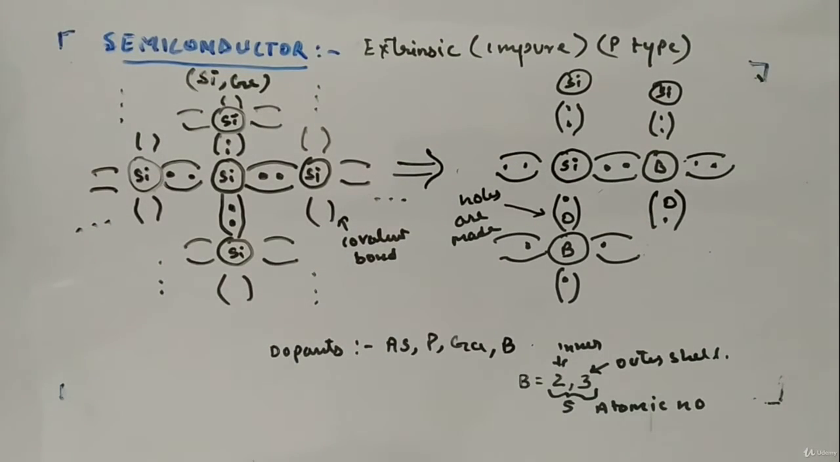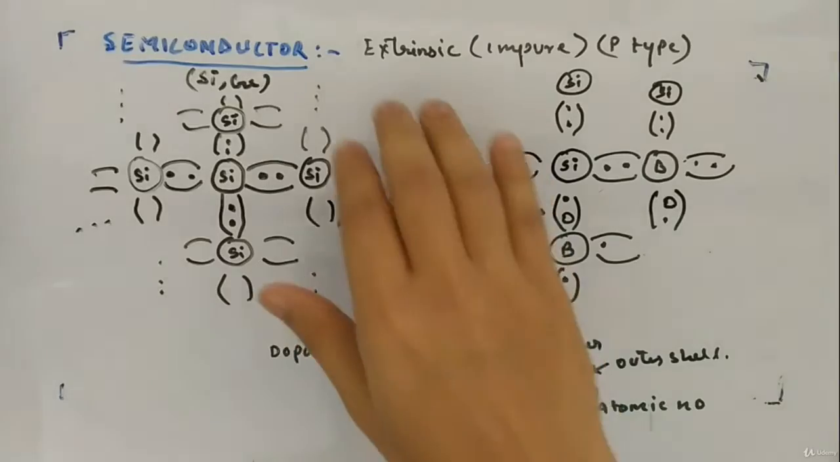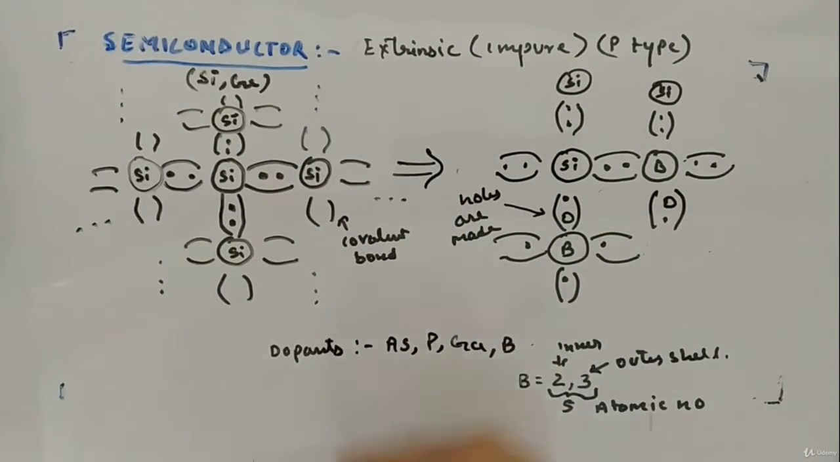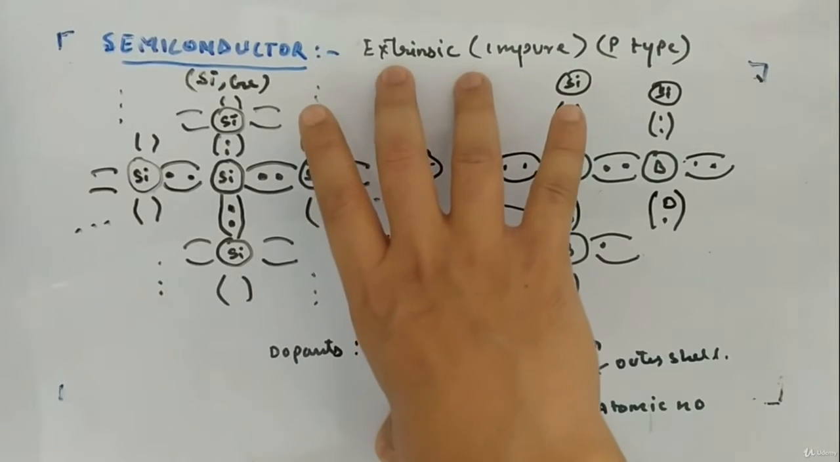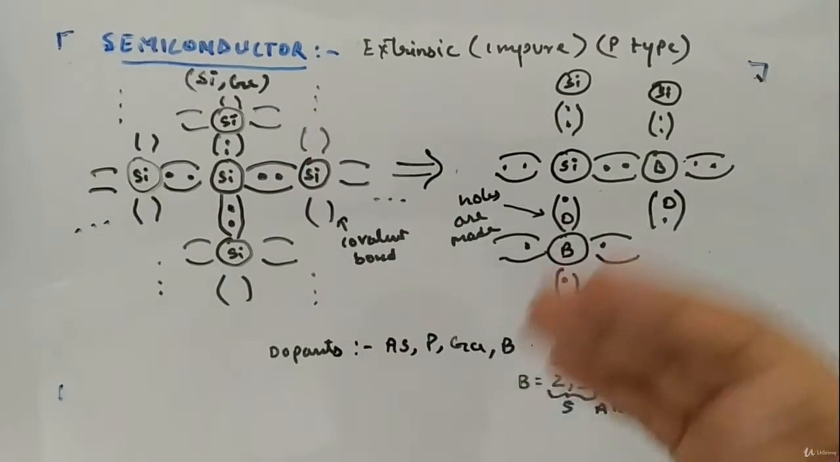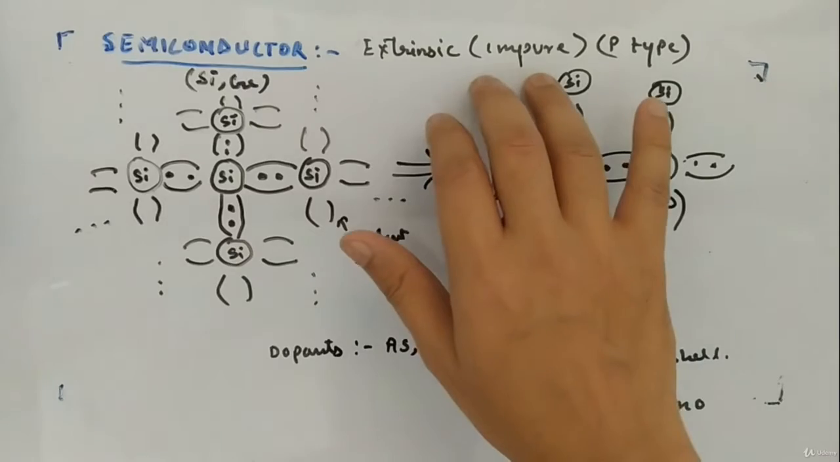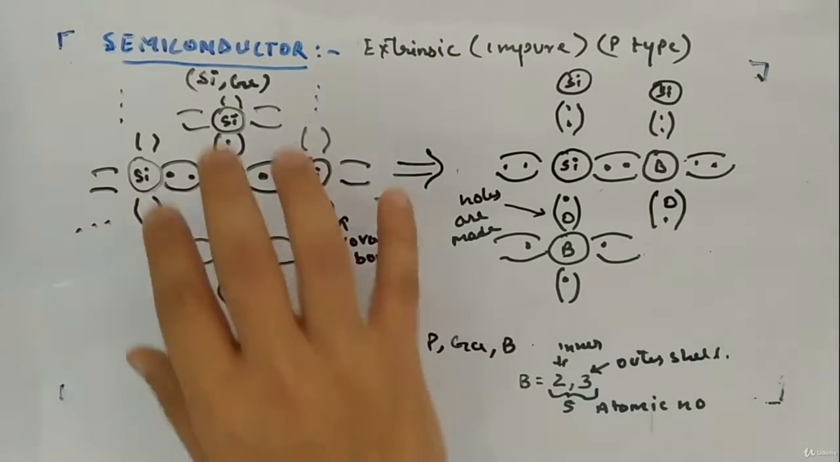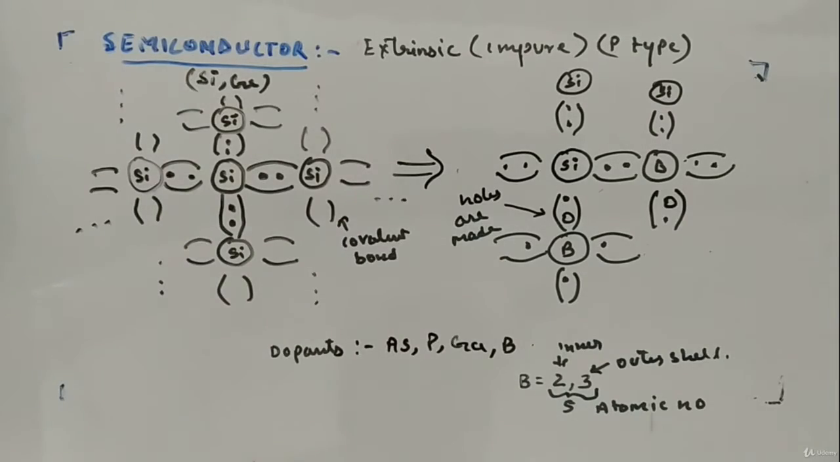Okay, so let's look at extrinsic semiconductor. We have seen intrinsic semiconductor, which is of no use for us. It is extrinsic semiconductor which is useful for us in making a PN junction diode. So it's a pure impure form, meaning you add some sort of impurity into the pure intrinsic semiconductor.